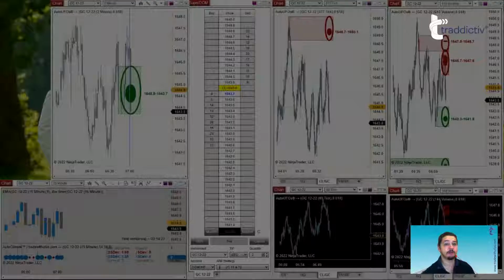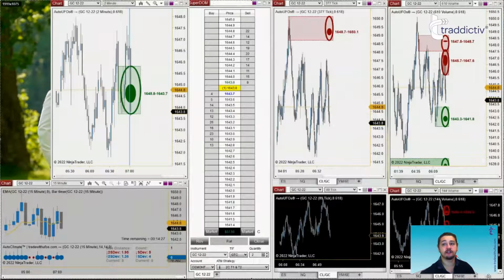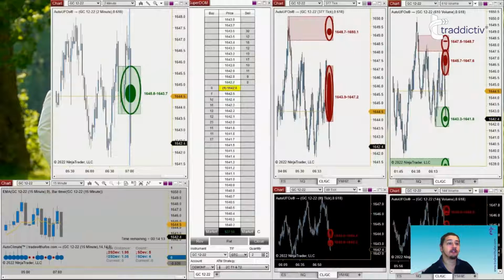Okay, this ended up stopping out. So let's take a screenshot of that. Okay, save 2022, 0927, GC exit stop loss. Ended up turning around quite rapidly. Okay.